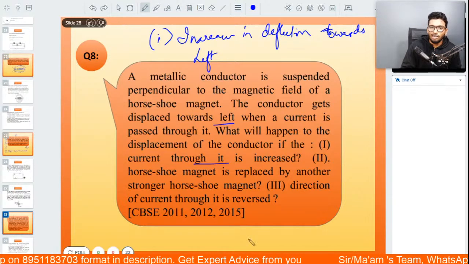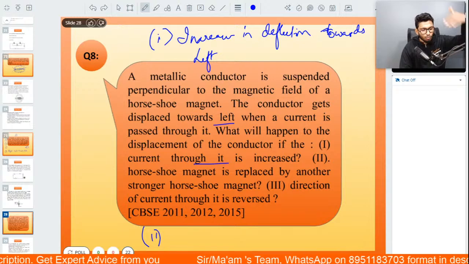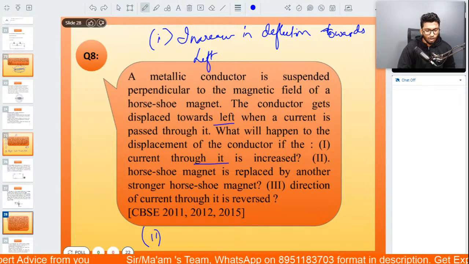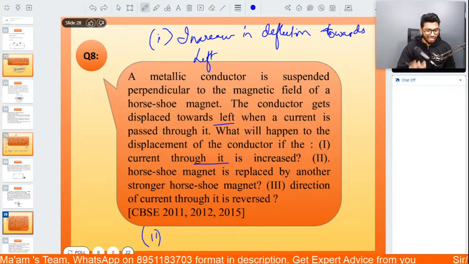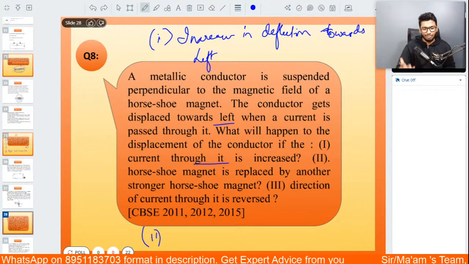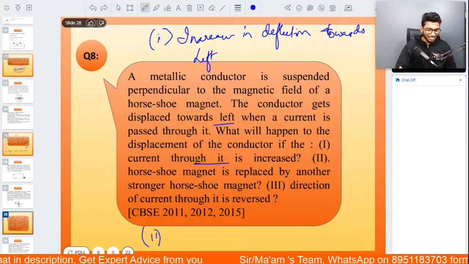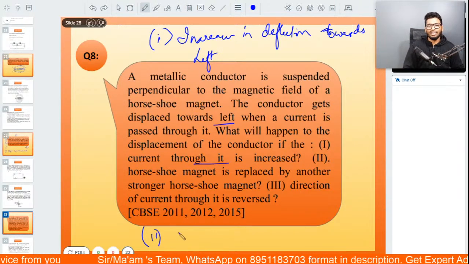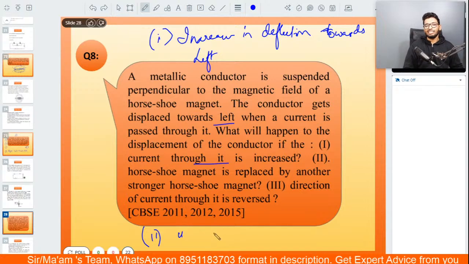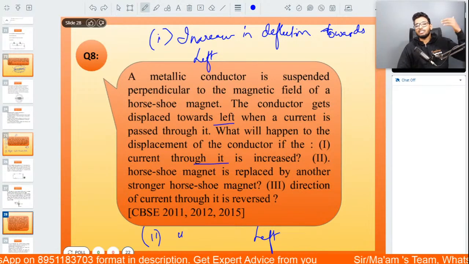All right, for the second one, if the horseshoe magnet is replaced by another stronger horseshoe magnet, what would happen now? Exactly. Again, you're going to have an increase, again in the same direction. Again, there's going to be an increase, and again it is going to be towards the left itself.